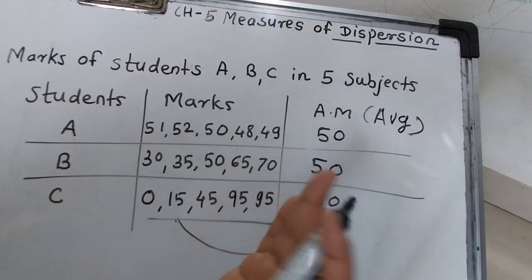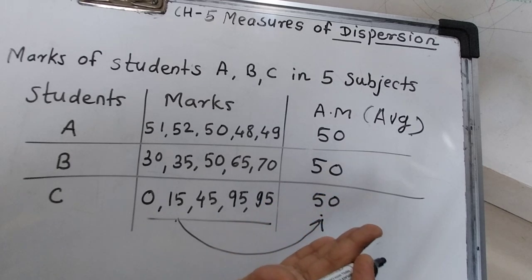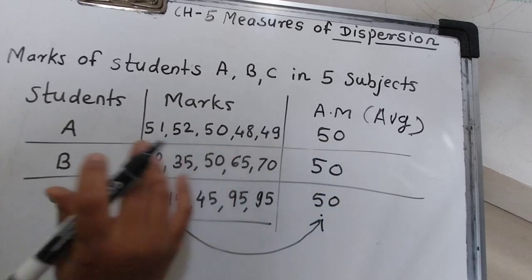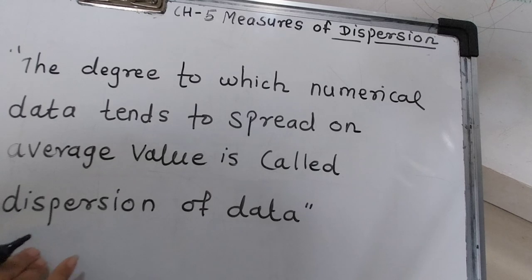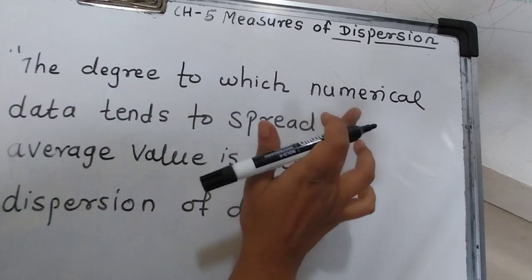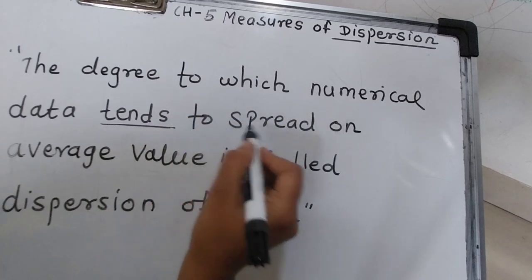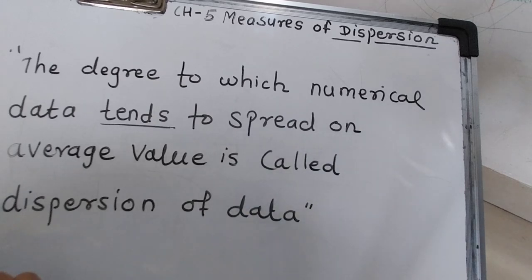In other words, the degree to which the numerical data tends to spread on the average value is called the dispersion of the data. I write the definition here. This is my definition of measure of dispersion: the degree to which the numerical data tends to spread on the average value is called dispersion of the data. This definition is asked in the exam for 2 marks. Take a screenshot.